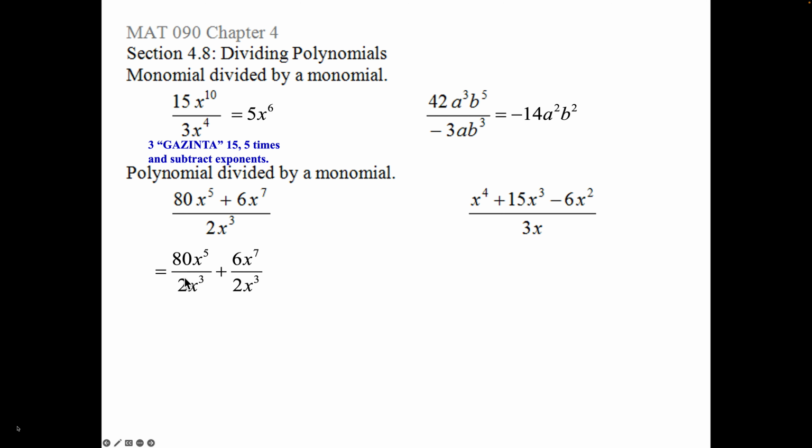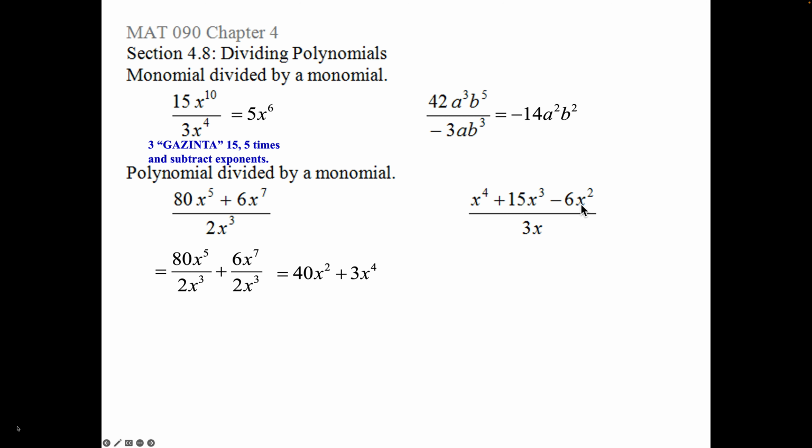So we're going to have 2 goes into 80 40 times. 5 minus 3, that's going to be 2, so that gives me 40x squared. Then we got 6 divided by 2 is 3. 7 minus 3 is 4, so 3x to the 4th, there's my two simplified terms.